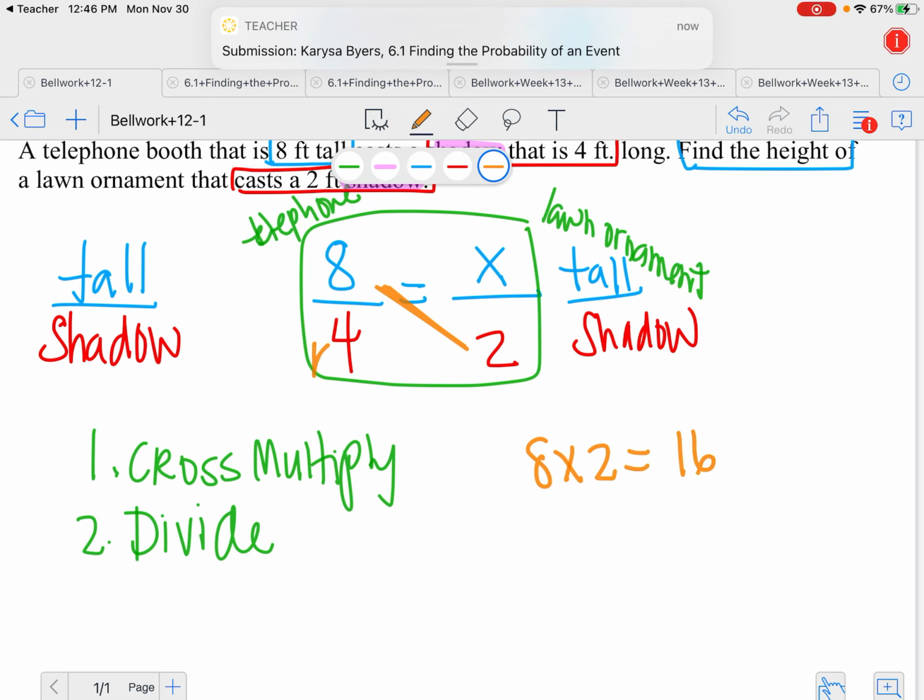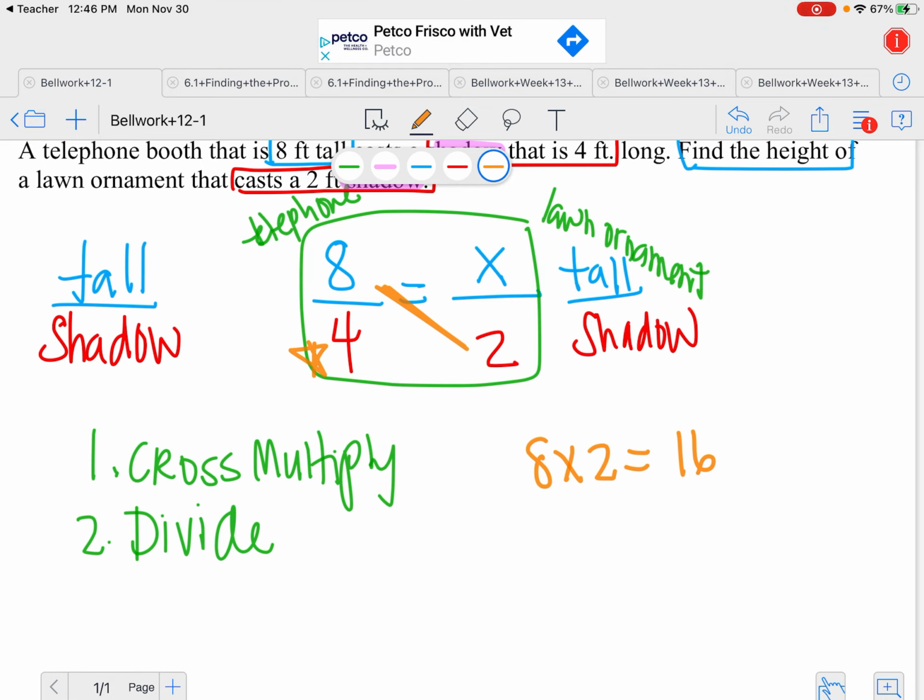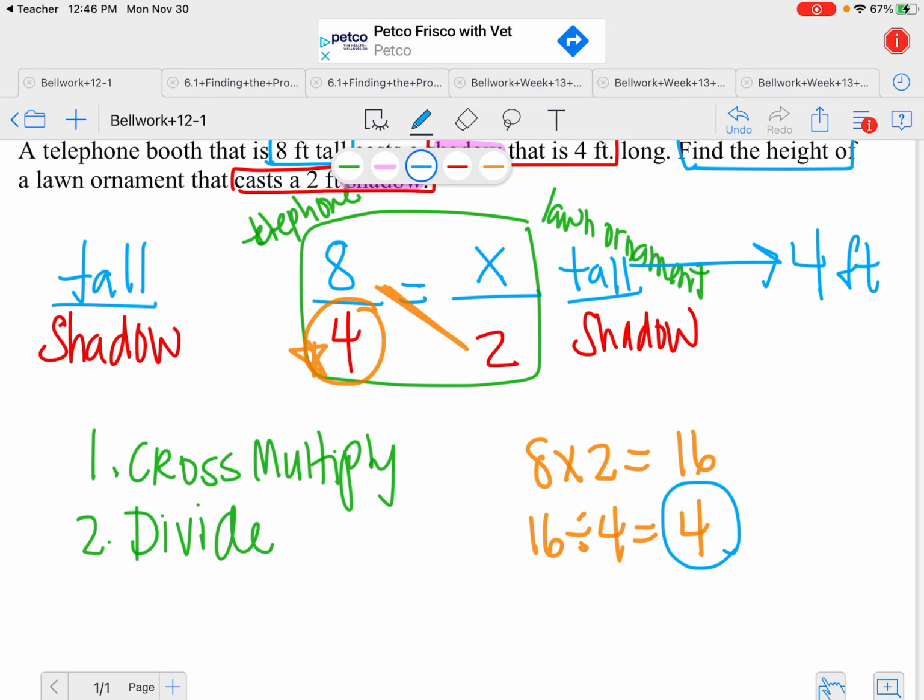Then the number that hasn't been used yet is the 4. So I would now divide 16 divided by 4 is 4. And that tells me that my answer is 4. So the lawn ornament is 4 feet tall. Final answer.